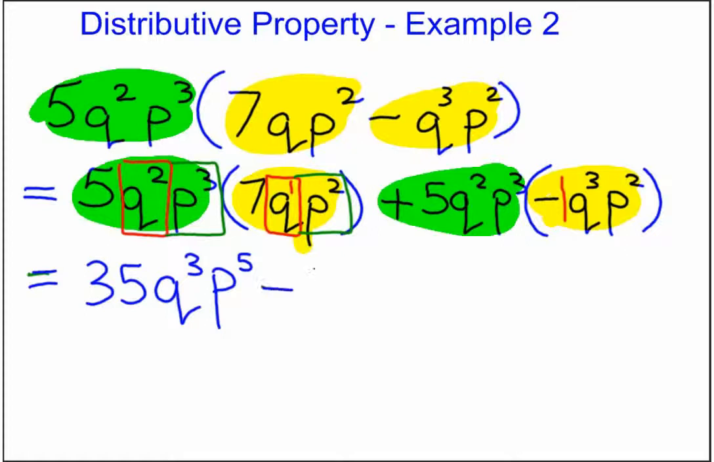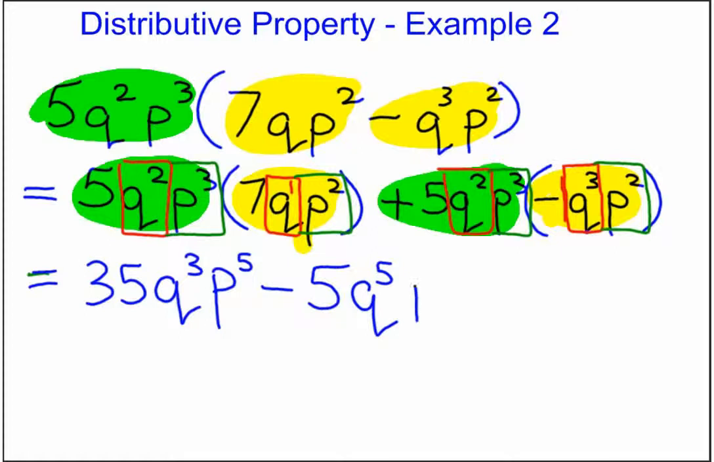So that's negative 5. And using the exact same thinking for the variable parts, we have to think, okay, how do we multiply q squared times q cubed? Well, that's the power law. Base stays the same, add the exponents. Same thing over here with the p part. Base stays the same, add the exponents.